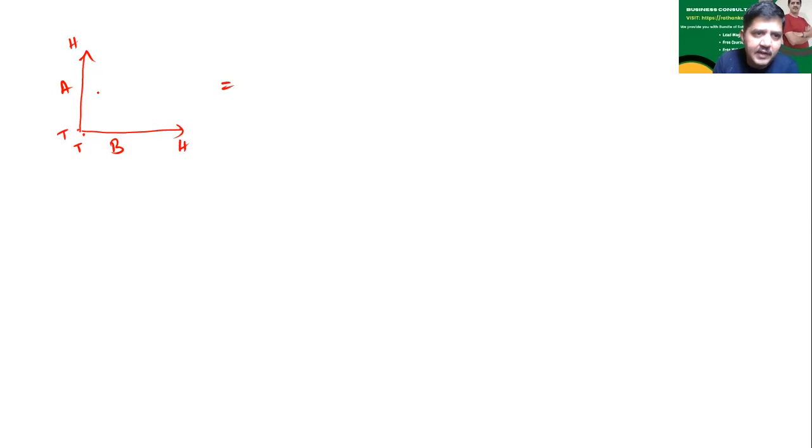I should pull one of these vectors. I will pull this vector. I'll retain this vector B as such. I'll pull this vector A and align this tip with this head. So now what has happened? This is T, this is H, this is T, this is H once again. Now we have joined two vectors correctly.